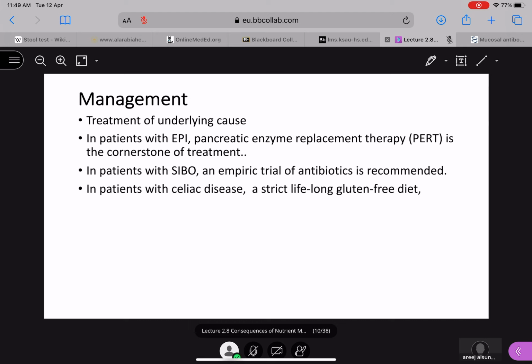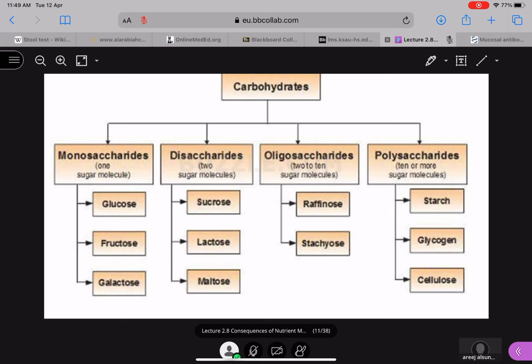Keep in your mind that you will need to supply the patient with fat soluble vitamins to prevent fat soluble vitamin deficiencies. We finish from the lipid, we're going to move to carbohydrate. When we speak about carbohydrate, we speak about different types of carbohydrate. The body usually absorbs the monosaccharide. The monosaccharide is a single molecule, and this is the part which the body is capable of absorbing.